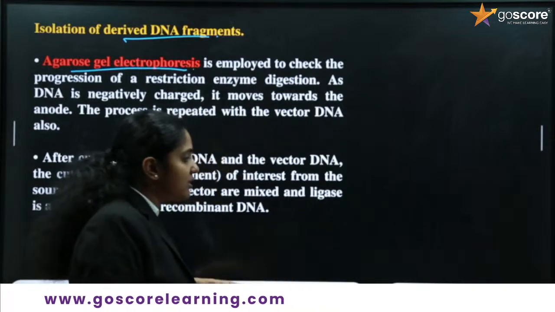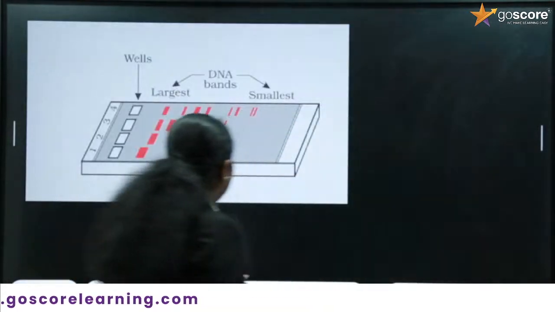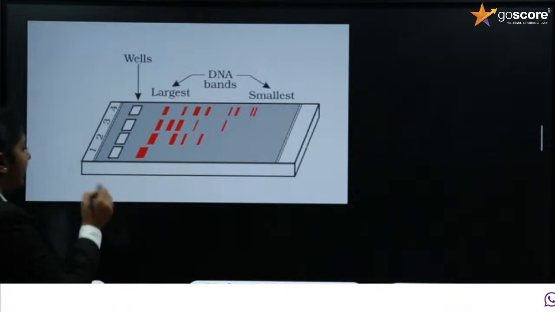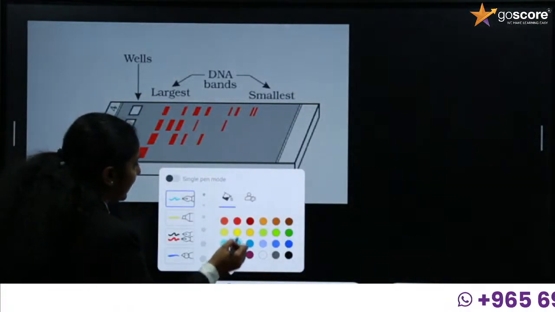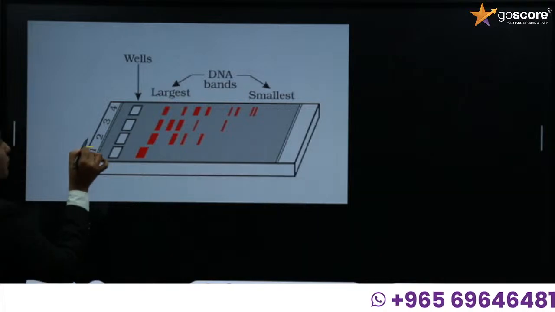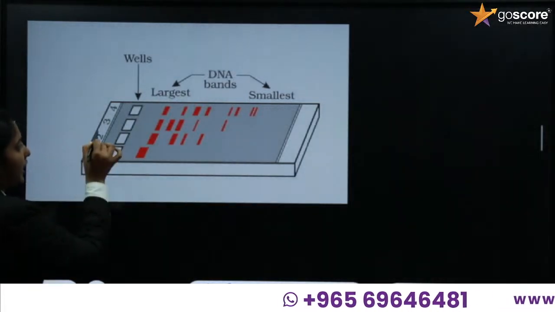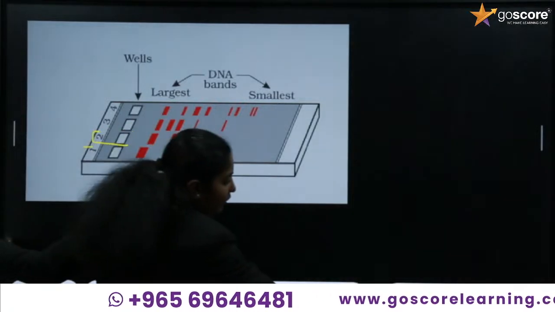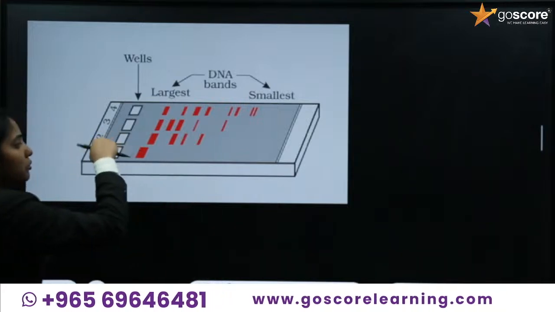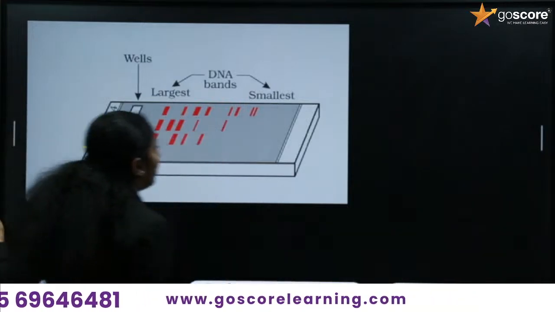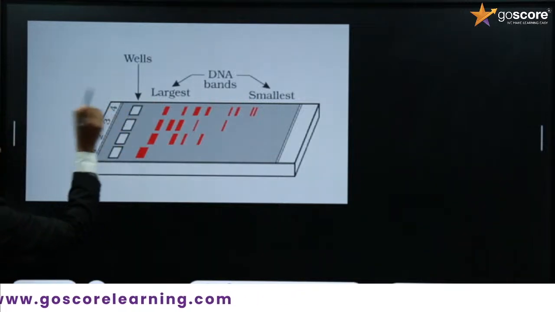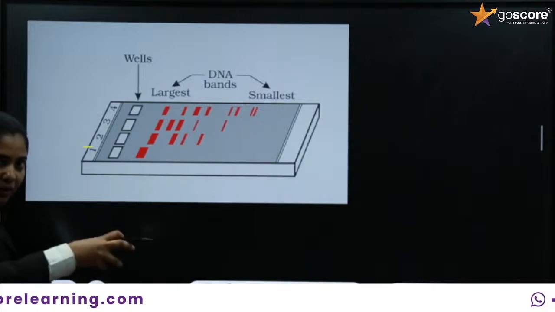This is the diagram which is given in your textbook, agarose gel electrophoresis. You can find the numbers 1, 2, 3. This is the first well, this is the second well, the DNA has to be poured into this well, then it will be moved accordingly. This is the third well, and this is the fourth well. Four wells will be prepared.